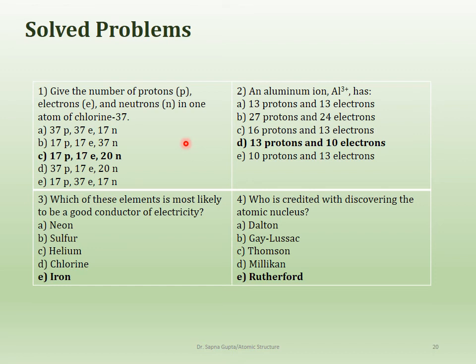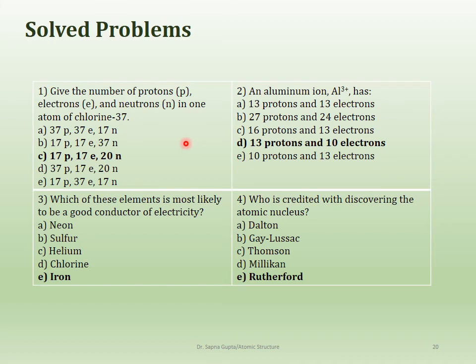So once you know that chlorine is 17, you know the mass is 37. So the atomic number must be 17. The number of electrons must be 17 because the atom is neutral. So protons and electrons have to be the same. You subtract 17 from 37 and that comes out to be 20 neutrons. So C is the answer for this one.